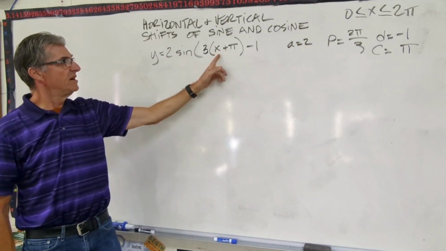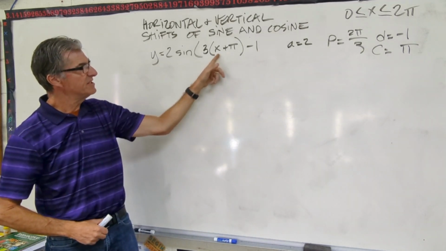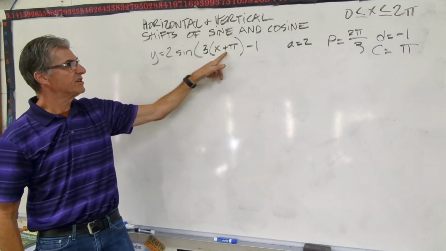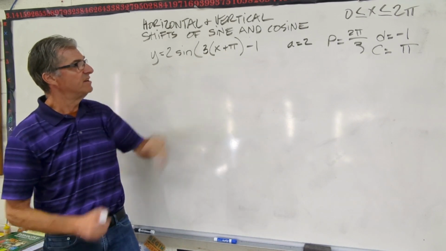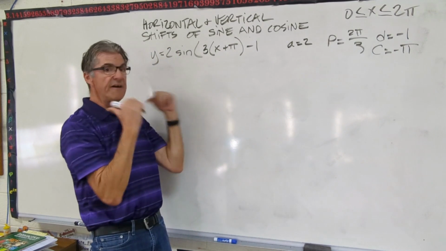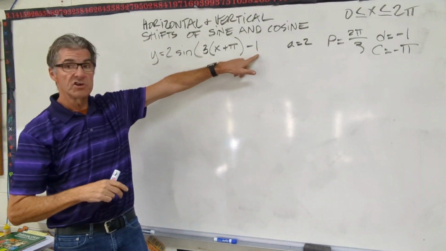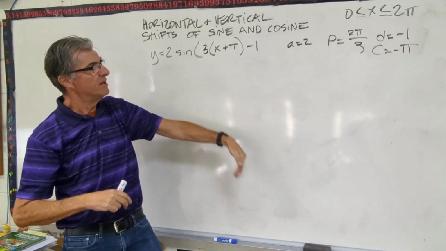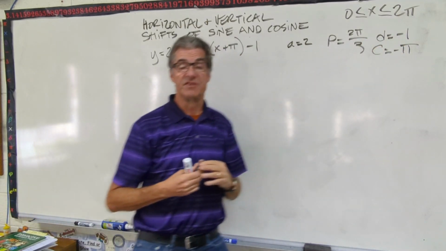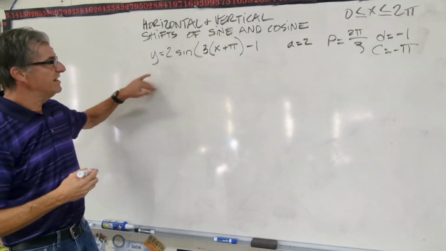My shift, x plus pi, means I'm going to shift to the left. Remember, whenever you have these things inside parentheses, you just got to remember to change the sign. So I'm going to shift this to negative pi to the left. That's the one we're going to handle with a second graph. And then finally, my vertical translation is going to be down 1. My d is -1.